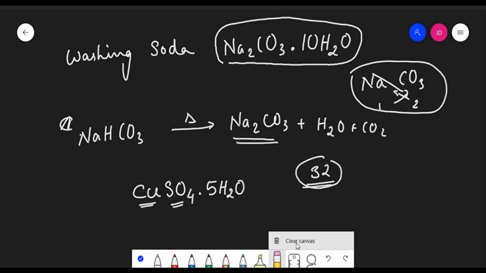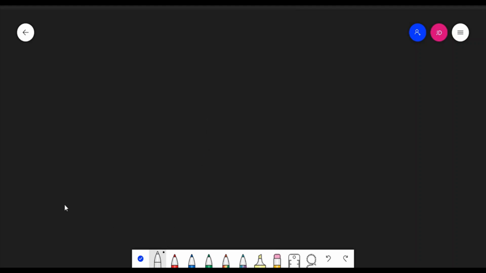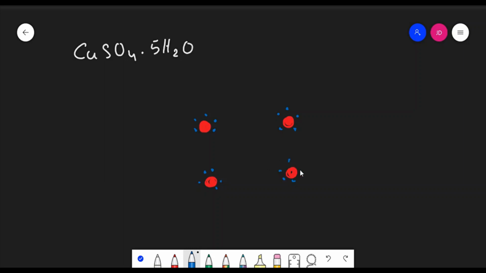So here what I want to focus on is that 5H2O or that 10H2O. So for CuSO4 I wrote dot 5H2O. What is the meaning? Let me assume this is a CuSO4 molecule. I have got 2, 3 and 4 CuSO4 molecules. Then what we will find is, for every CuSO4 molecule, it will have 5 water molecules with it. 1, 2, 3, 4, 5 water molecules. Okay, one CuSO4 will have 5 water molecules.